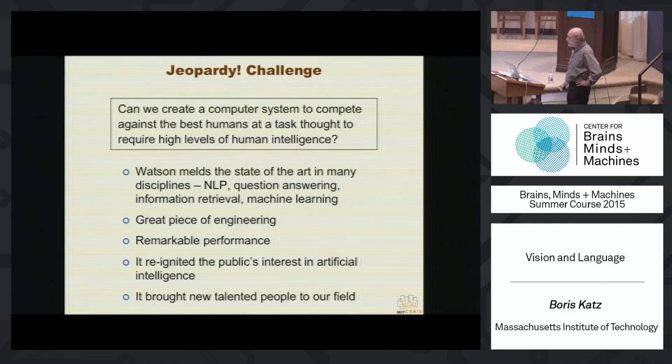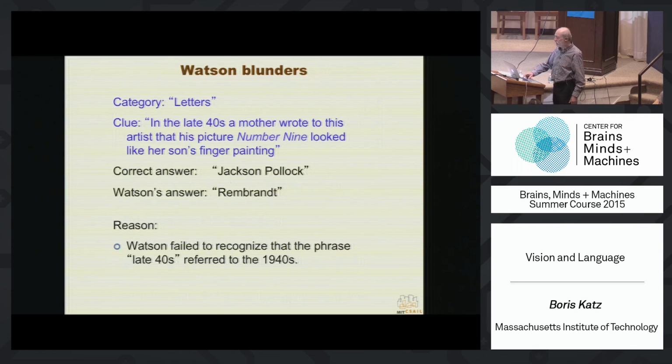But let's look at some of the blunders that occurred, both before the competition and after. I had a whole collection of those. I'll just show you a couple. This one actually happened before the competition, so they fixed the problem. The question was, again, it's called a clue in a category of letters.